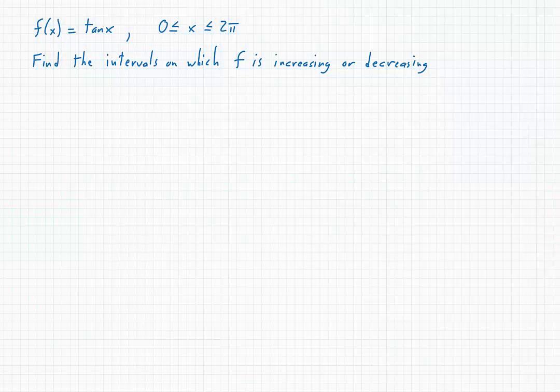Here we're given the function f of x is equal to tangent of x, and we are limited to looking at the function only on the closed interval 0 to 2 pi. And we're asked to find within that smaller interval what are the intervals on which the function is increasing or decreasing.